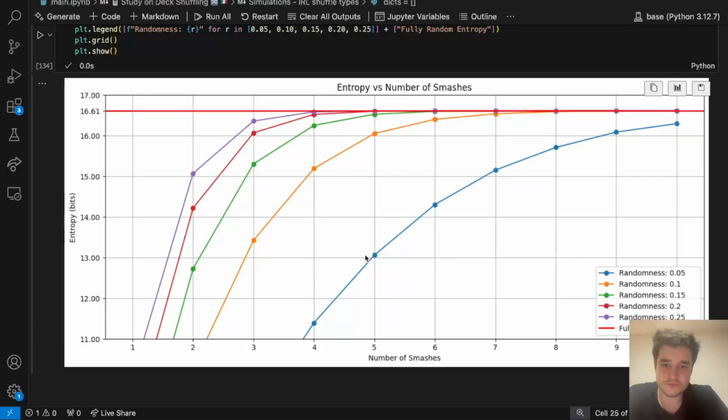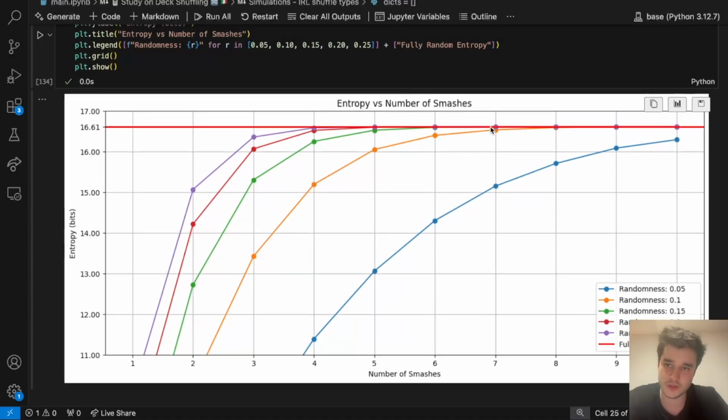But yes, this is basically the graph, and as you can see, of course, if you're not perfectly pushing them in, then by the 6th or 7th or 8th smash shuffle, your deck should be fully random. So your deck should reach the empirical entropy benchmark we set ourselves by using the shuffle method of the computer.